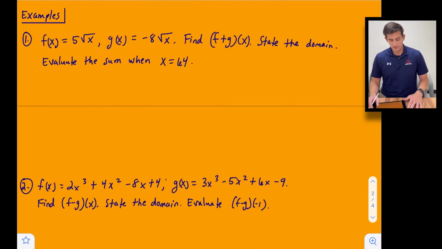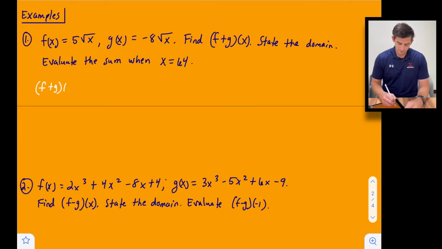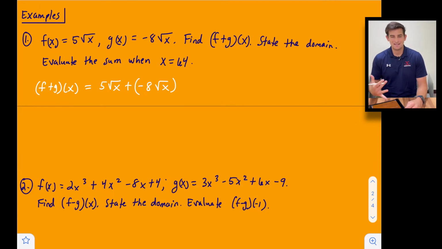For example number 1, we have f of x equal to 5 root x, and g of x equal to negative 8 root x. We want to find f plus g of x, state the domain, and then evaluate the sum when x is 64. So we're going to add these two together. f plus g of x would be equal to 5 root x plus negative 8 root x. We're just adding like radicals, so we can do 5 minus 8, which gives negative 3 times the square root of x, and that would be my new function.